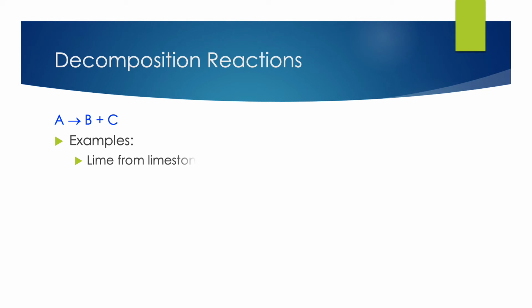Now, what are some examples? Well, getting lime from limestone is actually a process that's used a lot in our local area. We have a lot of limestone, which is calcium carbonate, CaCO3, and one of the ways we process that limestone is to heat it up, and it decomposes then into calcium oxide, which is lime, and carbon dioxide.